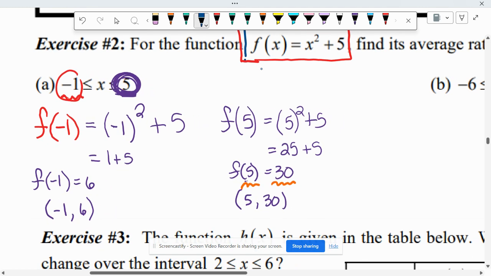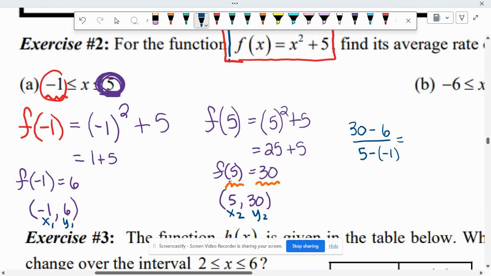Yeah, using y2 minus y1. So I'm going to label these x sub 1, y sub 1, x sub 2, y sub 2. So what is y sub 2? 30 minus what is y sub 1? Over, keep going. What is x sub 2? And minus, perfect. Which becomes positive. So minus a negative turns into a plus. So what is 30 minus 6? 24. And 5 plus 1 is? And that reduces to what?